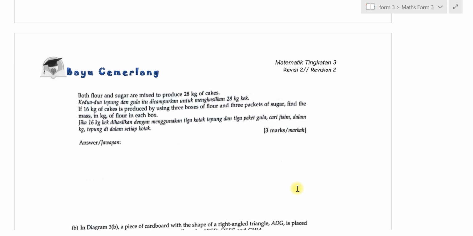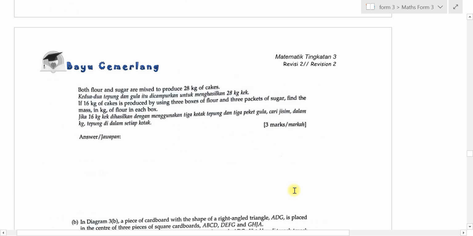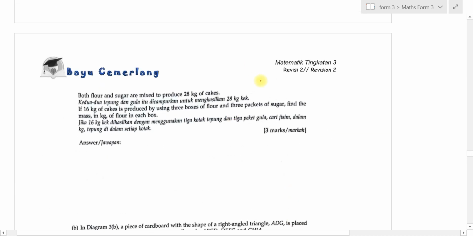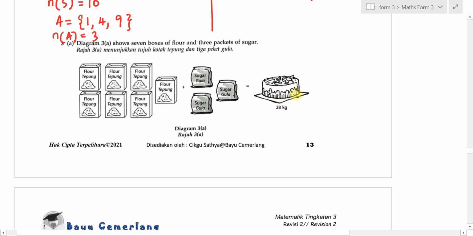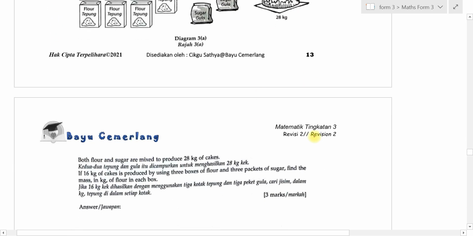If 16 kg cake is produced by using 3 boxes of flour and 3 packets of sugar, find the mass in kg of flour in each box. Alright, so this one is most likely to be a simultaneous question. So simultaneous question, we want to use X and Y. So in order to use the X and Y, first make assumption first.